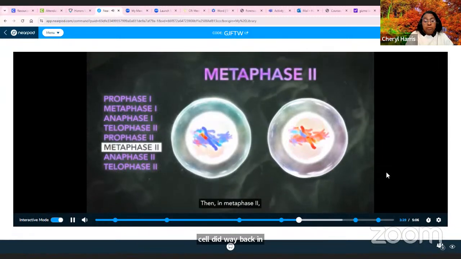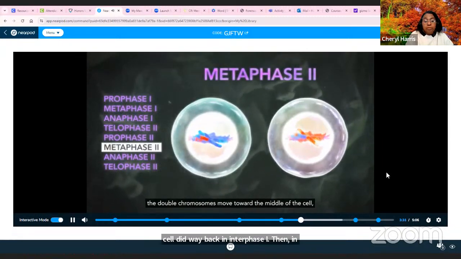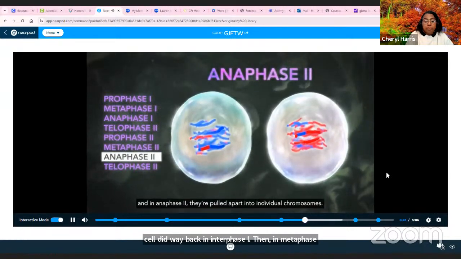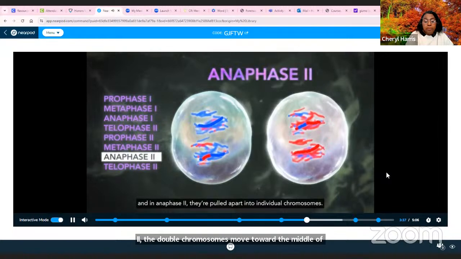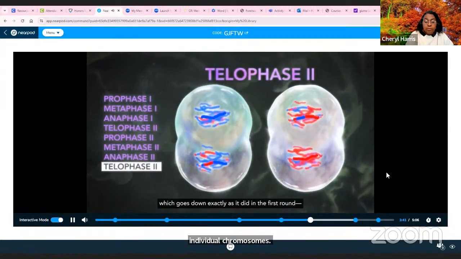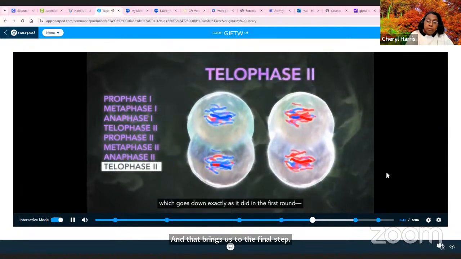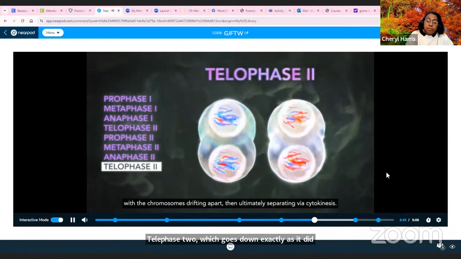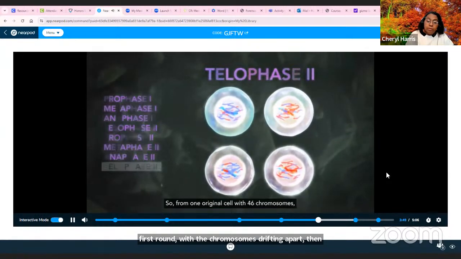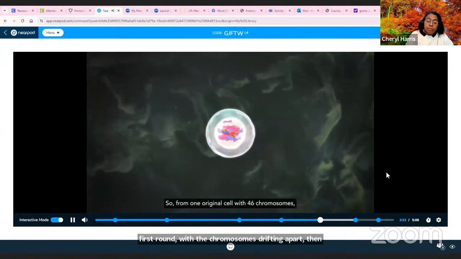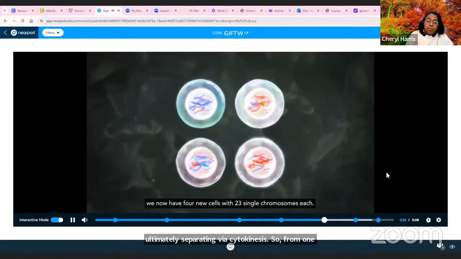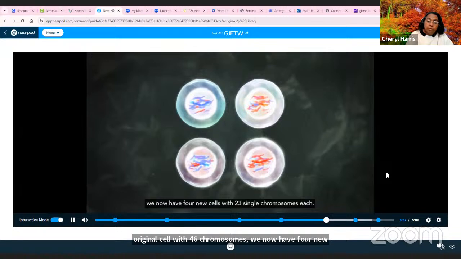Then, in metaphase 2, the double chromosomes move toward the middle of the cell, and in anaphase 2, they're pulled apart into individual chromosomes. And that brings us to the final step, telophase 2, which goes down exactly as it did in the first round, with the chromosomes drifting apart, then ultimately separating via cytokinesis. So, from one original cell with 46 chromosomes, we now have 4 new cells with 23 single chromosomes each.